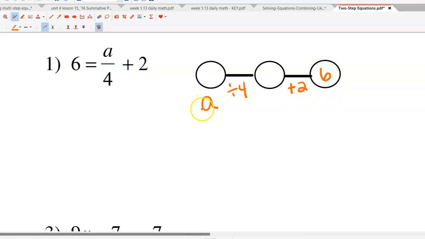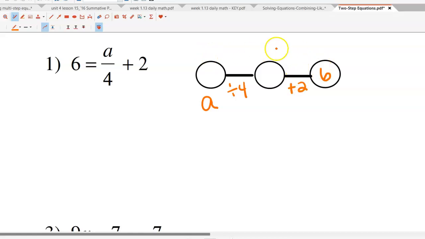So for the expression that the a is involved in, we're going to put down what we see, division or multiplication first, and then adding or subtracting. And then we put in the third box what it equals. And now we're going to work backwards.